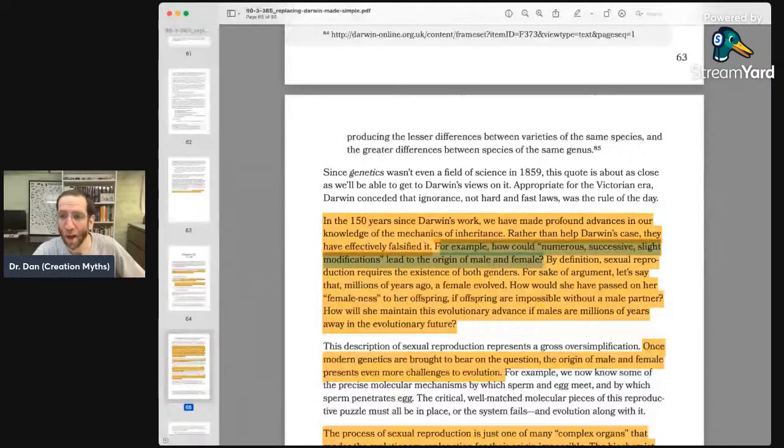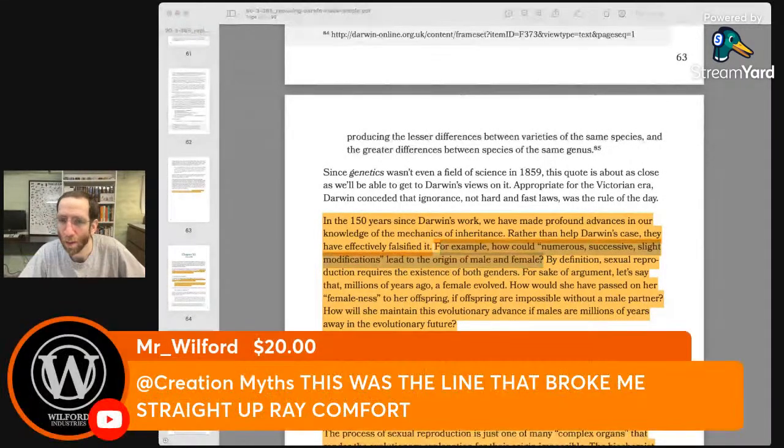Okay, so this is very generous. Mr. Wilford, for $20, this was the line that broke me straight up. Ray Comfort, yeah. It's not good, and I just want everyone to know, if you missed it at the top, Mr. Wilford actually gifted me this book. He bought this for me, so this is his fault. And the headache I received from banging my head on the desk repeatedly as I was reading it is also his fault. So thank you. I appreciate that. I appreciate your contribution. You're very generous. Thank you.